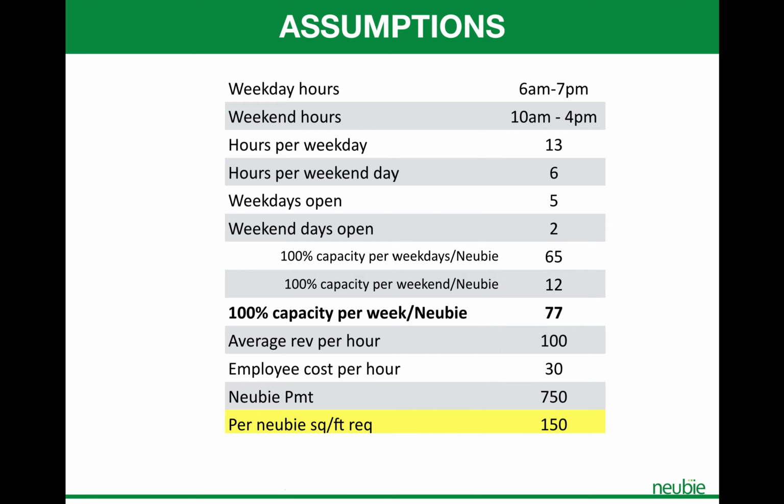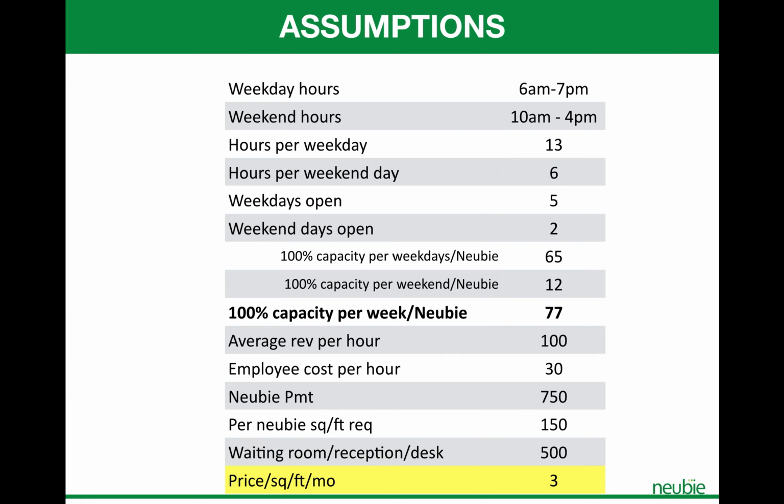The suggested per Neubie square footage allotment is 150 square feet. I'll show you what it looks like to use 150 square feet with the Neubie in a super efficient way. For the waiting room and reception, about 500 feet. And the price per square foot per month for rent in this model is $3. So for about 1,500 square feet, it's around $4,500 per month in rent.